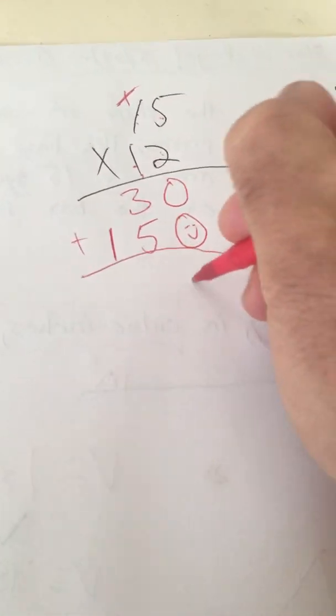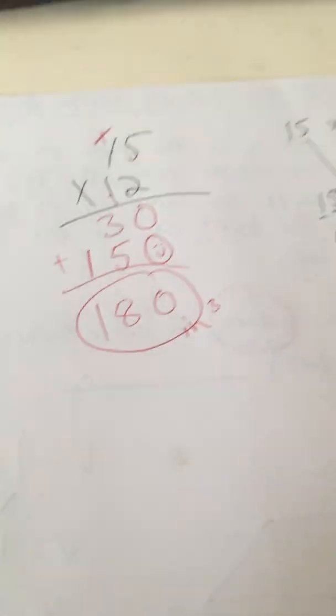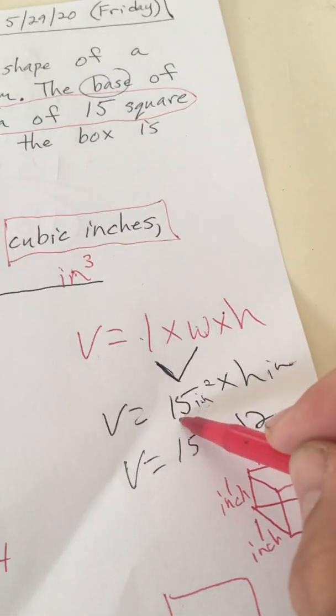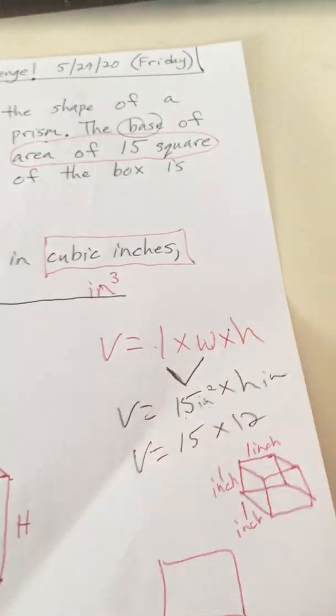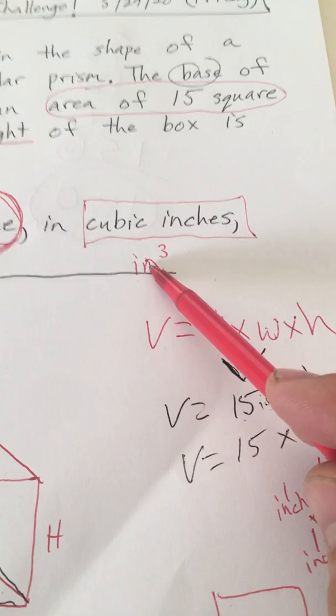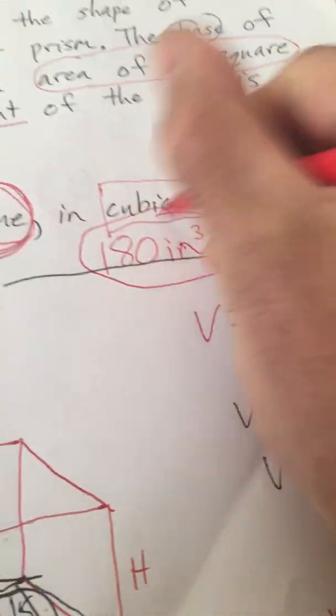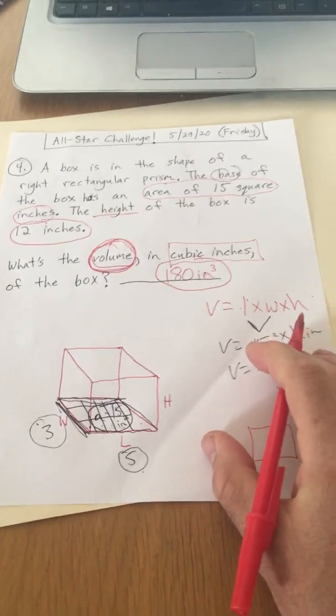Then we add them up, just like we had here. 150 plus 30 is 180, and it's cubic inches because we already did length times width to get here, and then times height will be the third inch. Inches times inches times inches are inches cubed. Inches times itself 3 times. And the answer is 180 cubic inches.